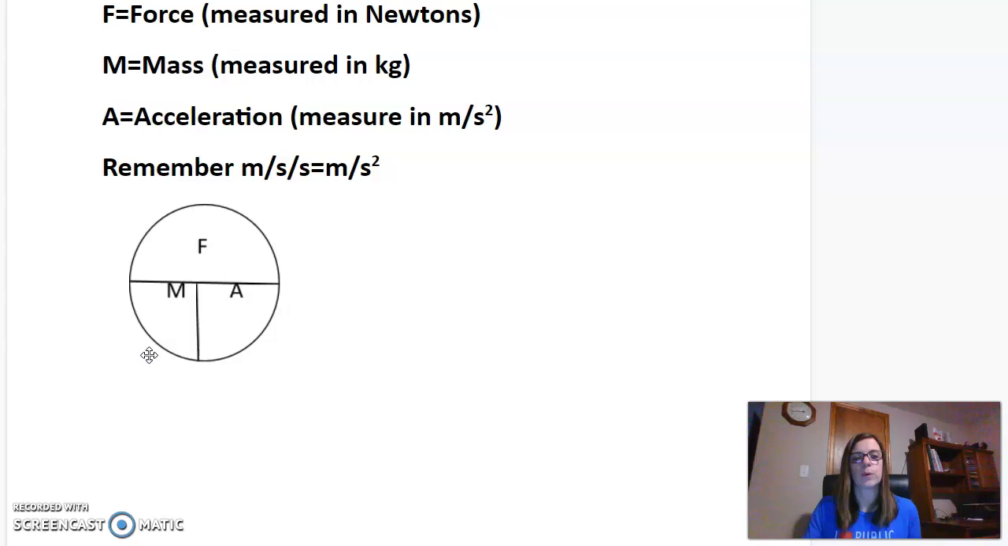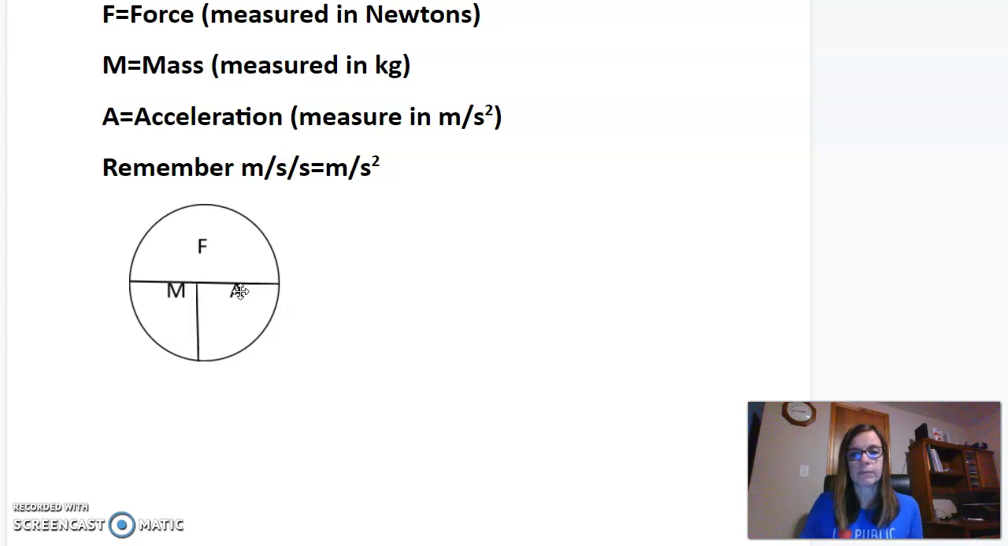So if you need to figure out force, you cover up the F, and the letters that are left, if they're side by side, that means you multiply those two things. So if you needed to find force, you would take mass times acceleration. If you needed to find something else in our circle, like the mass of the object, you would cover up the M for the mass. And if the letters are on top of each other, then you divide. You would take force divided by acceleration to find mass. If you needed to find acceleration, you'd cover that one up. And again, the letters are on top of each other, so you would take force divided by mass to find acceleration.